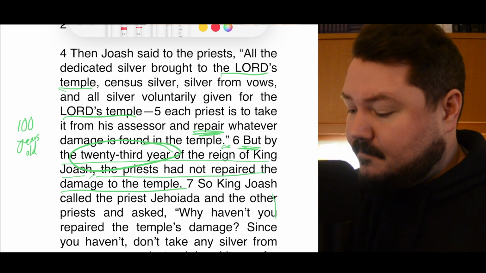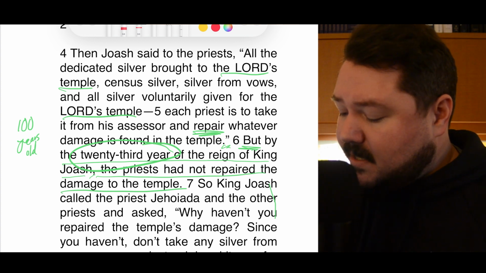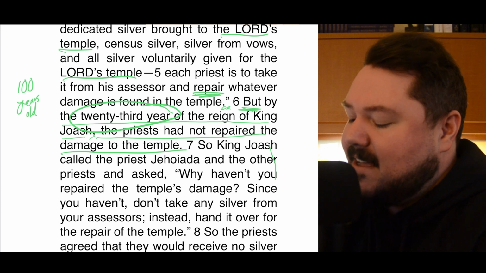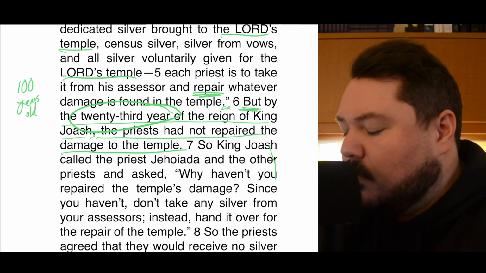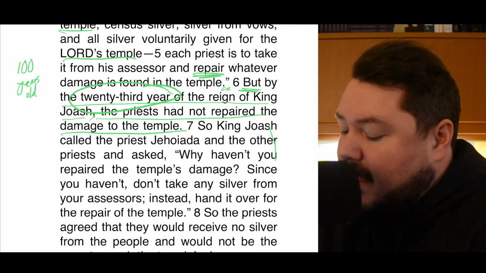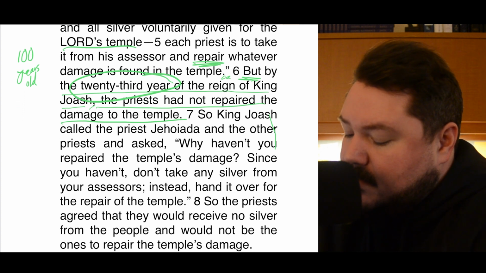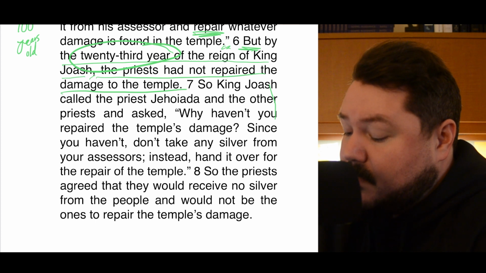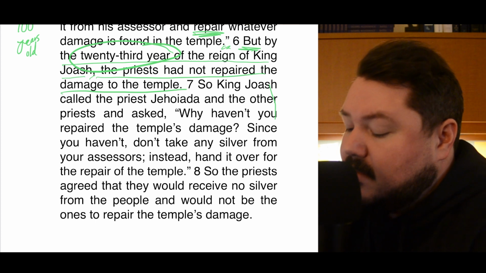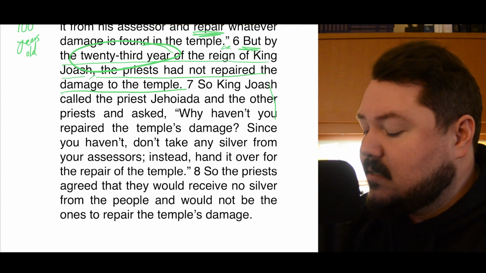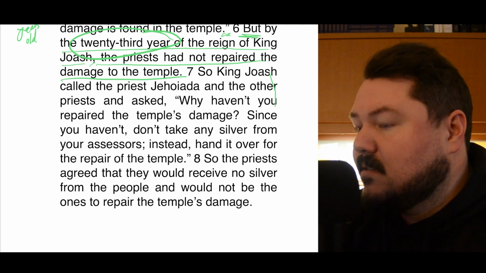Well, keep reading. So King Joash called the priest Jehoiada and the other priests and asked, "Why haven't you repaired the temple's damage? Since you haven't, don't take any silver from your assessors. Instead, hand it over to the repair of the temple." So the priests agreed that they would receive no silver from the people and would not be the ones to repair the temple's damage.